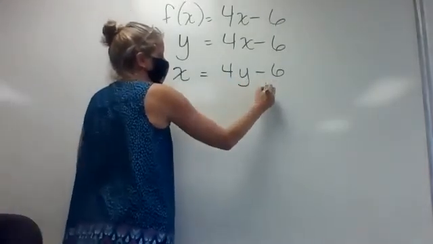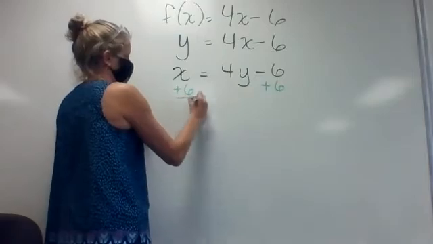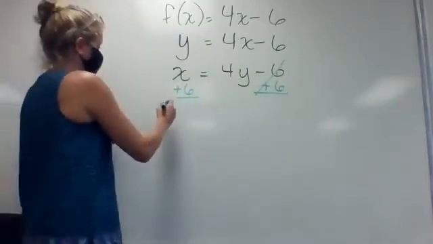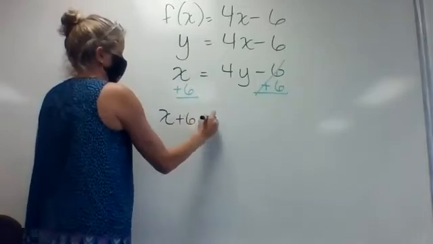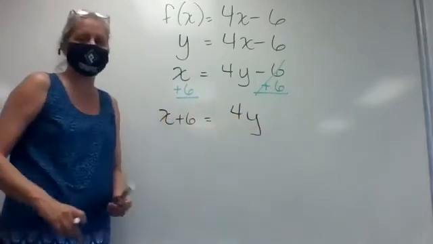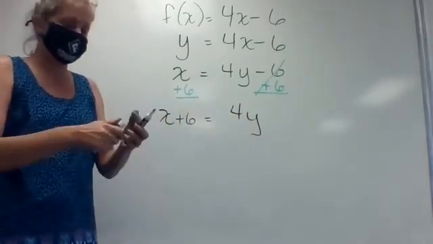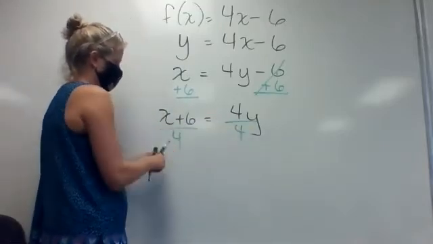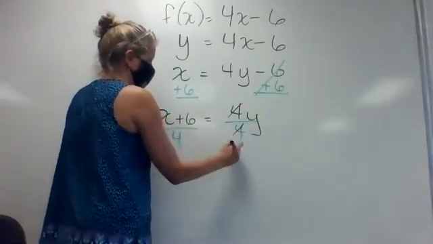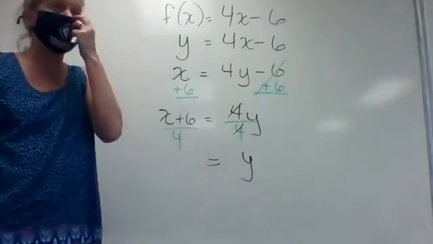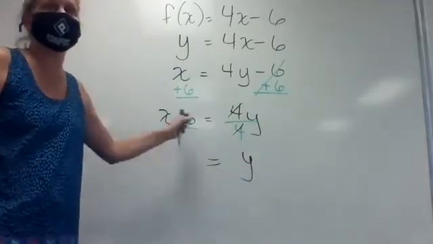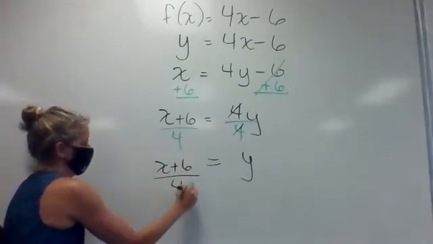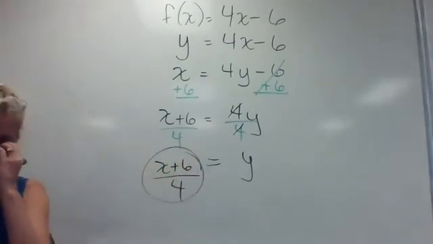Get rid of minus 6 with a plus 6. So on the left, I've got x plus 6 equals, I still have 4y. So I got to get rid of that 4. Since it's hooked on, I'm going to divide by it. So those 4's cancel. There's my y all by itself. MATLAB is actually going to let you leave this one just like that fraction right there. So x plus 6 over 4 is your inverse.